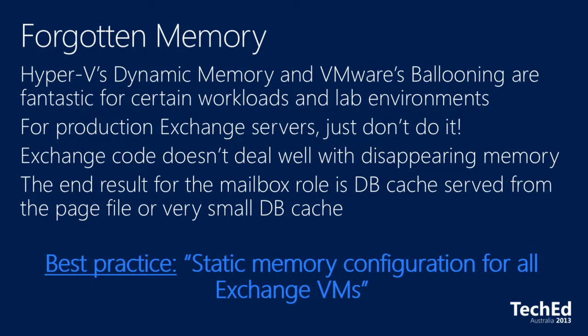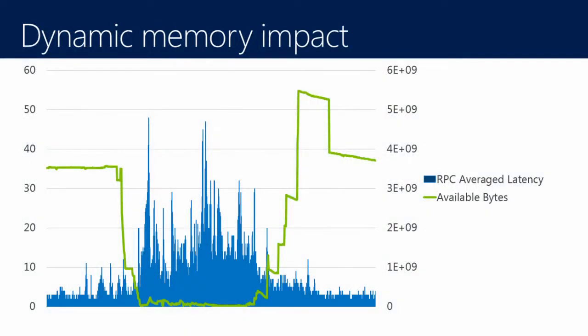Memory, we've talked about dynamic memory. I just want to jump through this slide a bit and show you an interesting diagram here. The green line is available bytes. There's a situation where dynamic memory is being configured. The hypervisor's gone, oh great, I need a couple of gigs of RAM, I'm going to take it from this Exchange server, and you can see the RPC latency starts spiking.